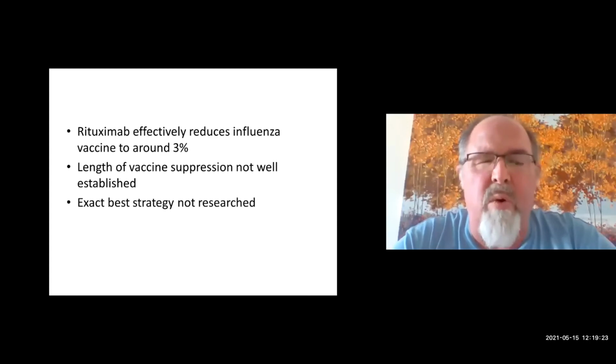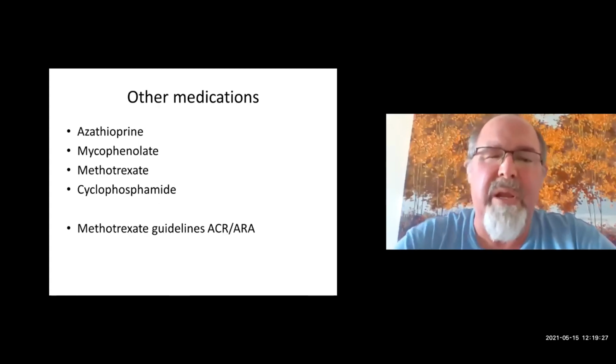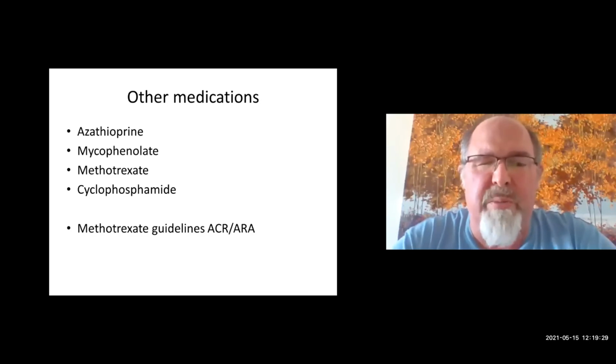Some patients may well remain suppressed for a long time, i.e. more than 2 years. Many other medications also suppress vaccination responses, and I've listed them there. There are some methotrexate guidelines from the Australian College of Rheumatology and the American College of Rheumatology that suggest that if you can, you're best off ceasing methotrexate for the week that you receive the flu vaccine and the week that you receive the COVID vaccine. And this may well apply to other vaccines as well, though we haven't had any guidelines on that.